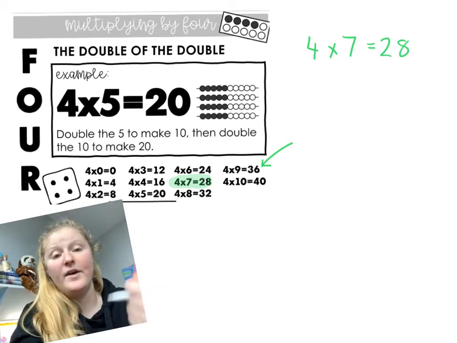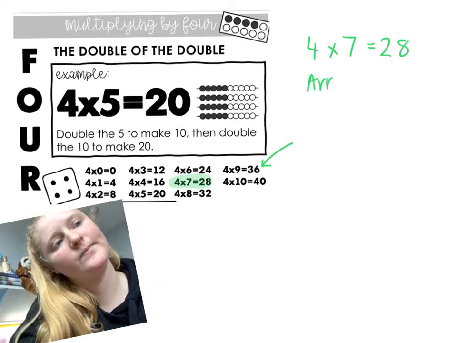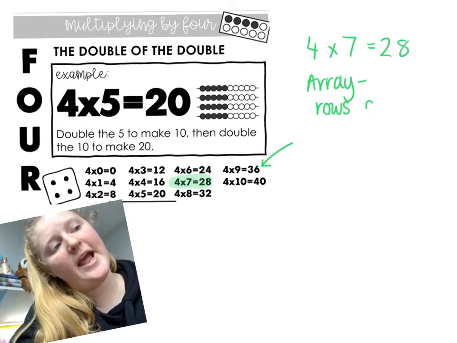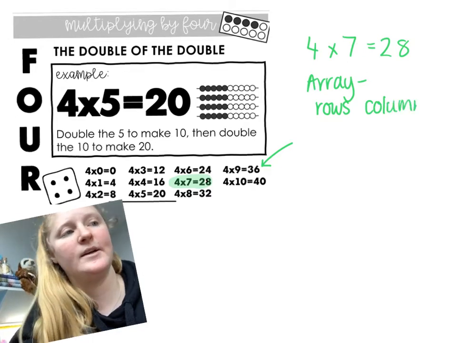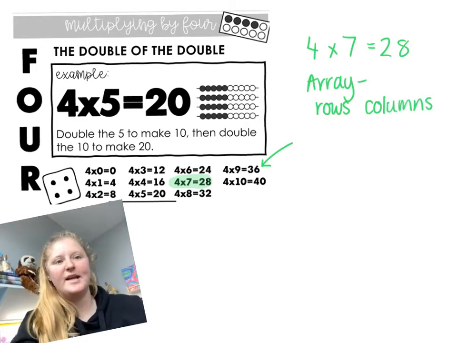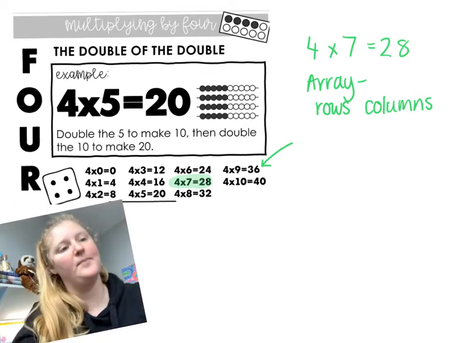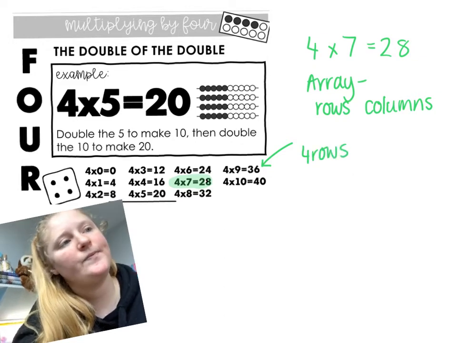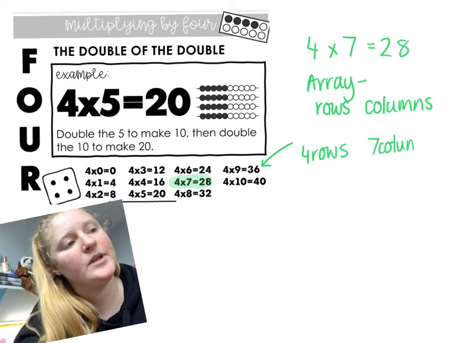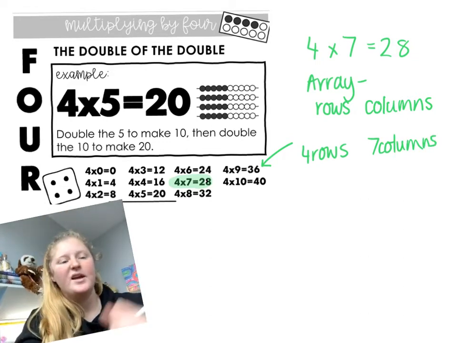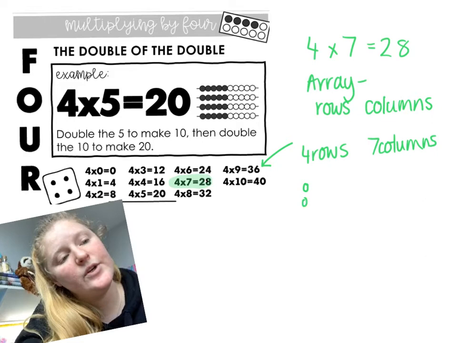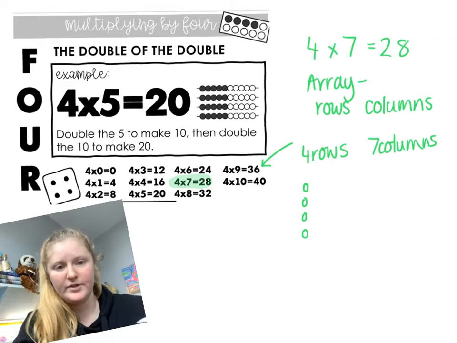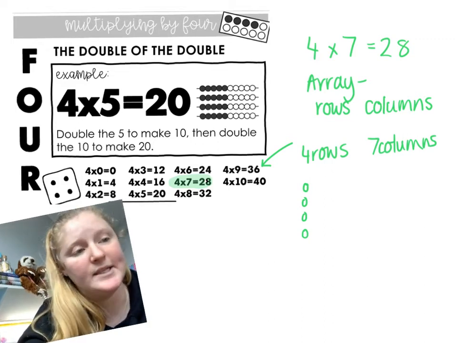So the idea of an array is that it needs to have rows and columns. And the rows and columns represent the 2 numbers that you're using in the multiplication problem. So I'm going to choose today, I'm going to have 4 rows and 7 columns. Okay, so then I might go 1, 2, 3, 4. So that's my first, they're my rows. That's my first column. So I now need 6 more of these.